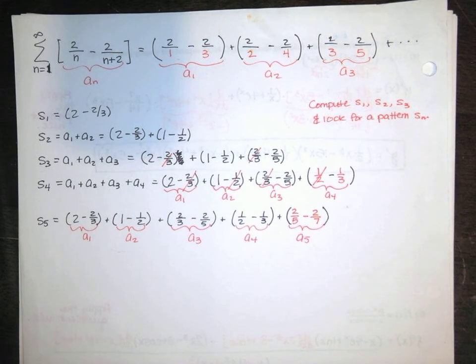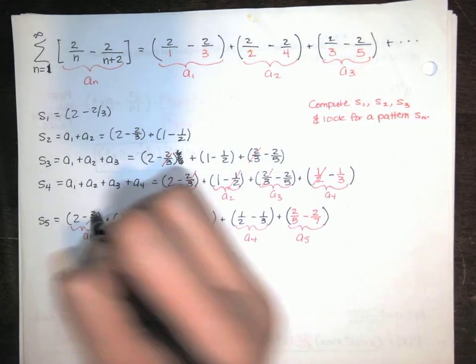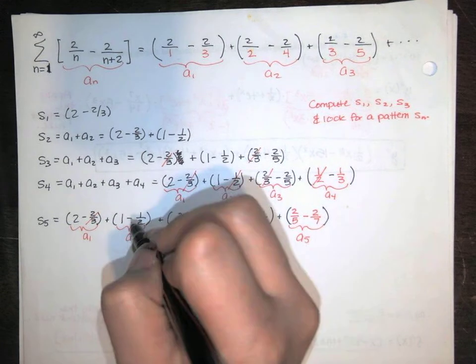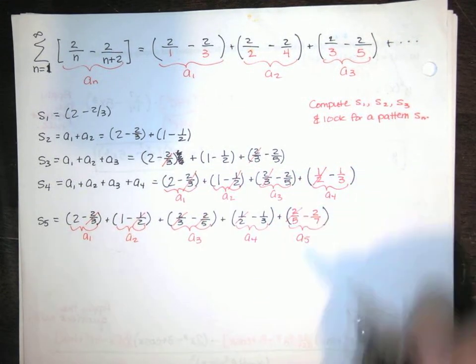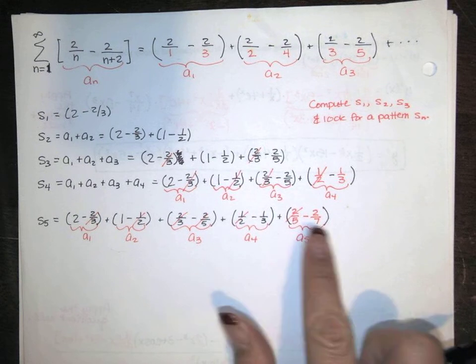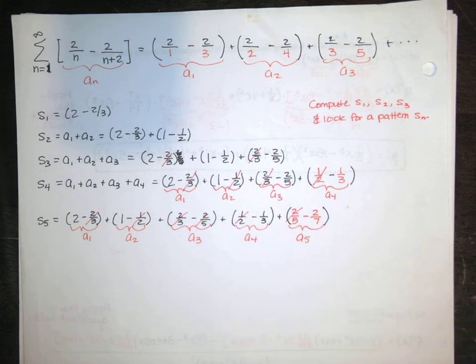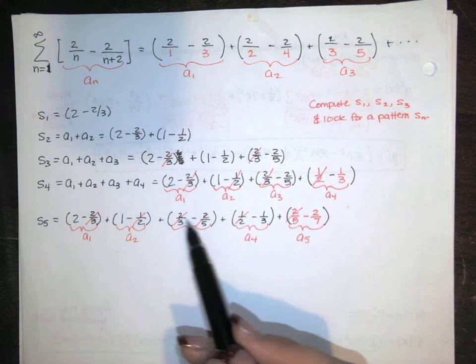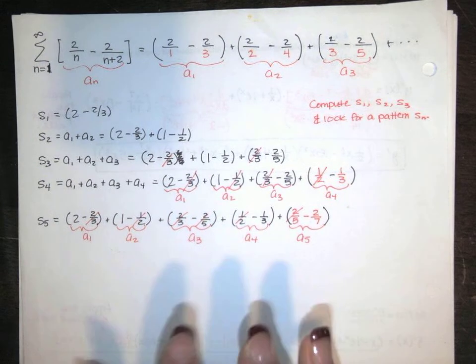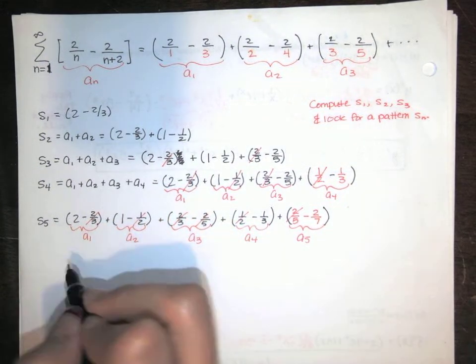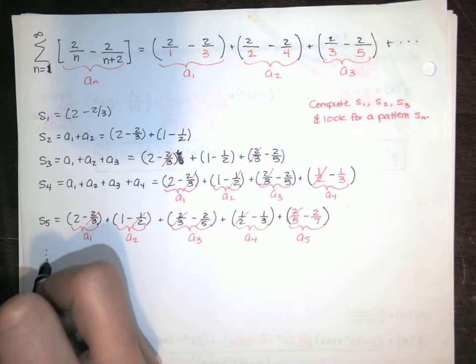Now look for anything that reduces, any terms that cancel. The negative 2/3 and the positive 2/3 still cancel. The negative 1/2 and the 1/2. Hey, I've got negative 2/5 and 2/5. And the negative 1/3 and the 2 over 7 are still there. Okay. So I think I am starting to see a pattern. I've got 1, 2, 3, 4 terms left.